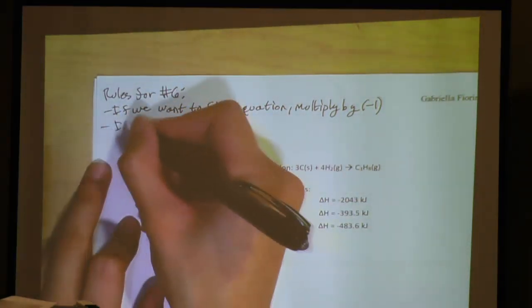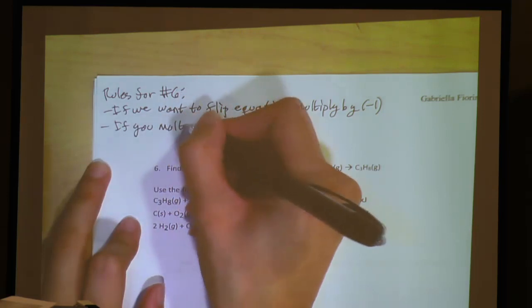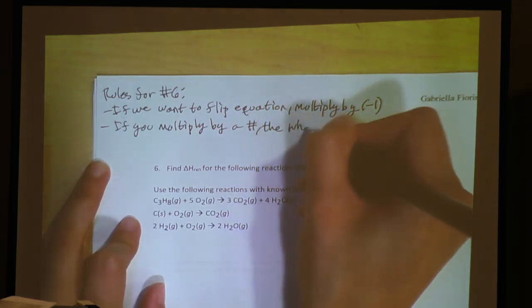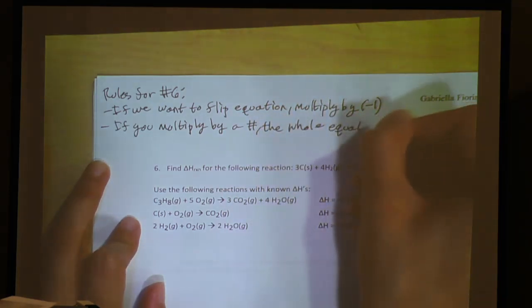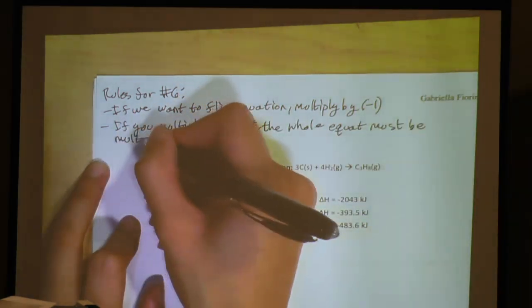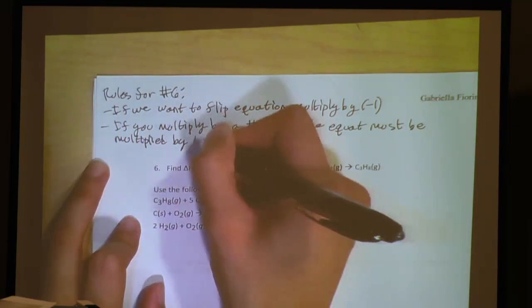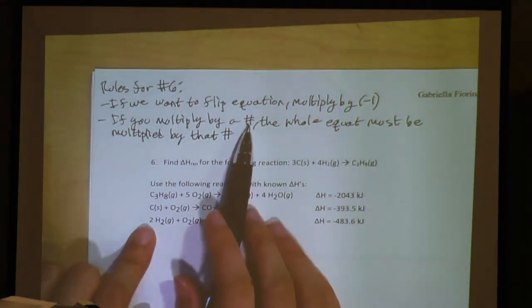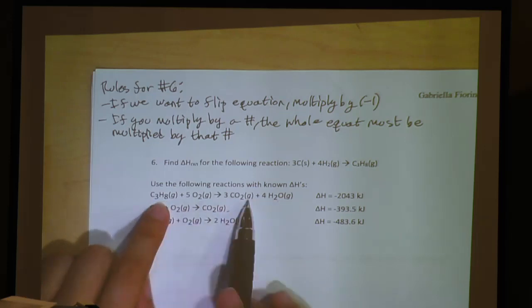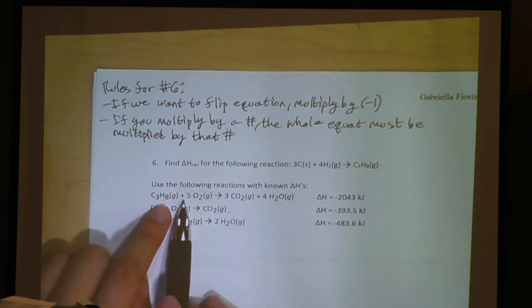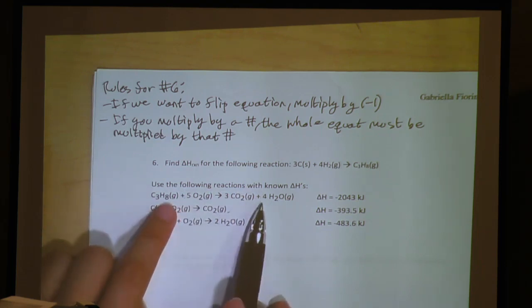Also, if you multiply by a number, the whole equation must be multiplied by that number. So that's kind of an algebra concept. A chemical equation is an equation, right? So it's like x equal to y. We could think of it like that. So if you multiply one side of the equation by something, you have to multiply the entire thing so that it's still equal to each other.